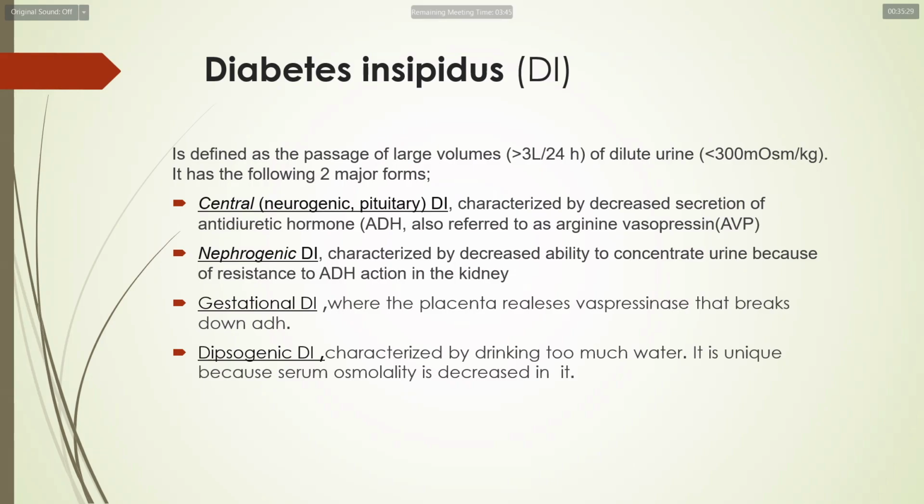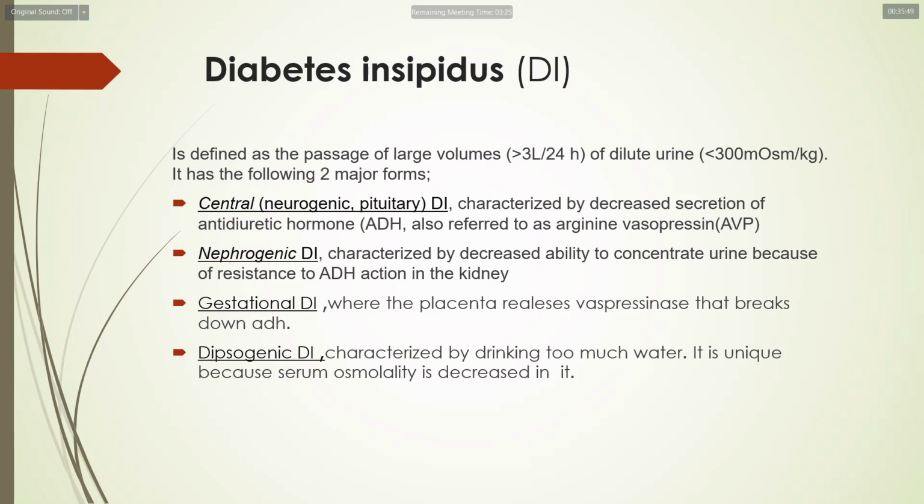ممكن أول واحد يكون central DI اللي هو neurogenic pituitary بين قوسين، يعني المشكلة بالpituitary gland ممكن تكون، وبتكون characterized by decreased secretion of antidiuretic hormone، يعني المشكلة بالquantity تاعت ال ADH، واللي هو اسمه الثاني arginine vasopressin.